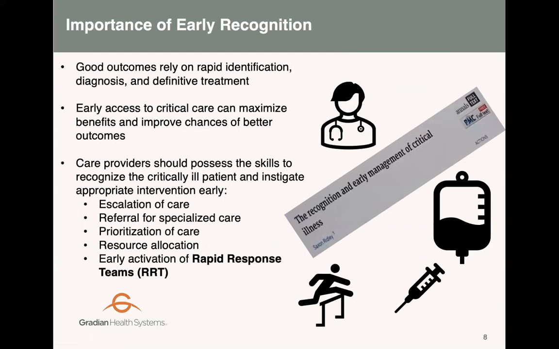Recognizing early is very important to have a good outcome, so that rapid identification will lead to rapid diagnosis. In a critically ill patient, the definitive diagnosis may be delayed because we need other investigations or other evidence for the final diagnosis. But we have a physiological diagnosis. We know what physiological derangement is going on, and we can institute the definitive treatment then and there. If the critical care team assesses early, that maximizes the benefit. There is established evidence that care from the critical care team has shown improved chances of better outcomes.